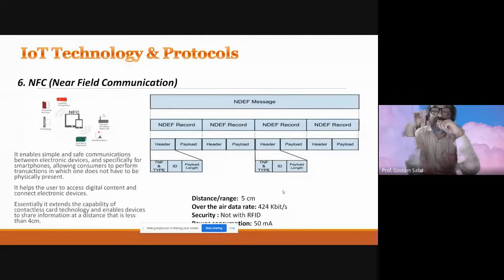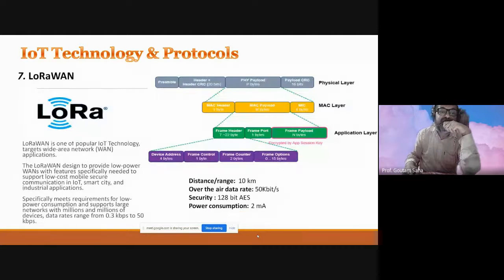Near field communication is basically infrared communication type of thing. Distance is 5 centimeter. That means your remote telephone: you are taking the speaker on your ear, and the telephone main unit is a little bit away from you. That wireless system is like that, like a wireless mouse. The power consumption is 50 milliamp.